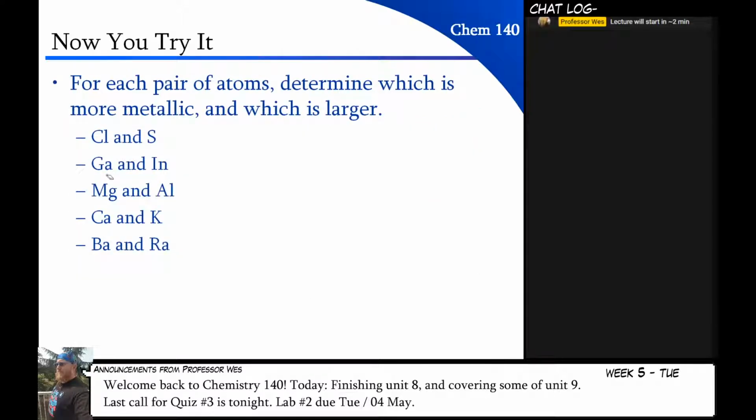All right. So in each of these pairs, what I want you to do is select the member of each pair that is both more metallic and which is larger. And you're going to notice that they're the same trend, right? As things get bigger, they also become more metallic. So select the member of each pair of atoms that is more metallic and is larger. Okay? We'll go over the answers in about 3 minutes or so.